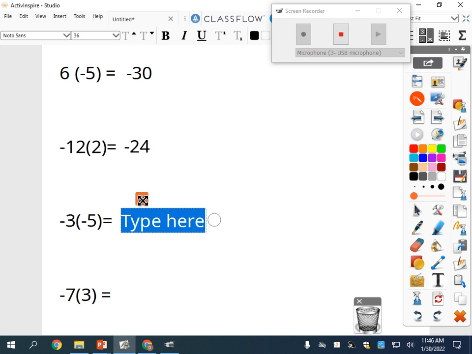Okay, here we go. Ready? 3 times 5 is 15. And then you're going to go back and look. This is a negative and this is a negative, so it's a positive 15.